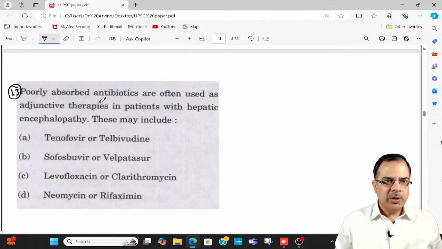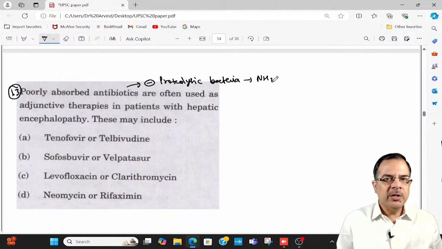Question is, poorly absorbed antibiotics are often used as adjunctive therapy in patients with hepatic encephalopathy. So poorly absorbed means that these antibiotics will inhibit the proteolytic bacteria of the GIT, and these are the proteolytic bacteria which are responsible for production of ammonia. So ammonia production will be reduced.